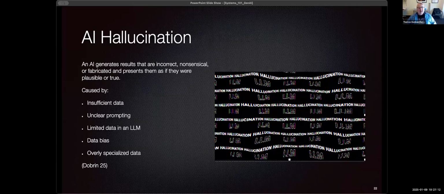Then there is the problem of AI hallucination. The AI generates results that are incorrect, nonsensical, or fabricated and presents them as if they were plausible or true. And this can be caused by insufficient data, unclear prompting, limited data in a large language model, data bias, or overly specialized data.